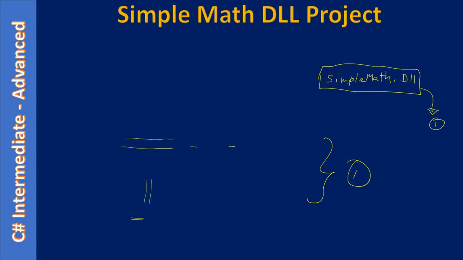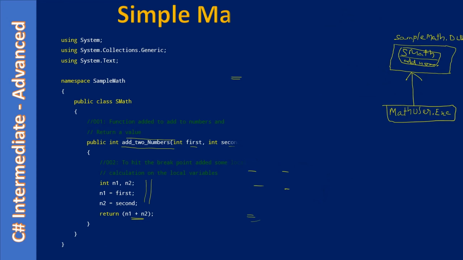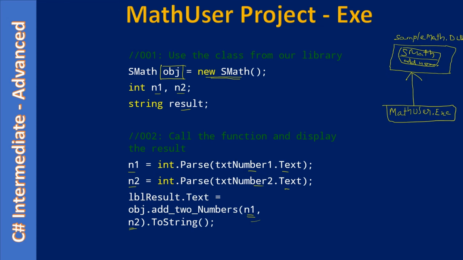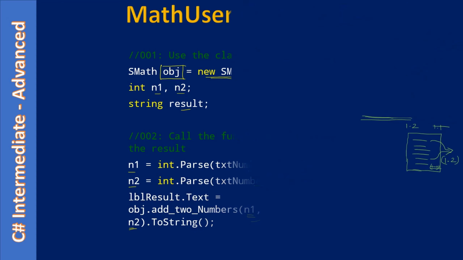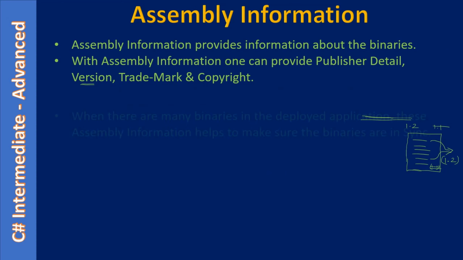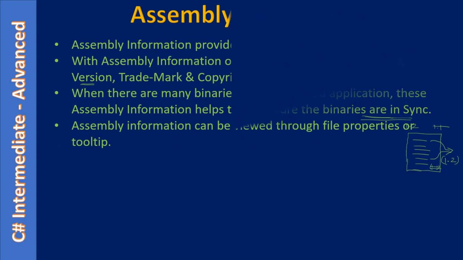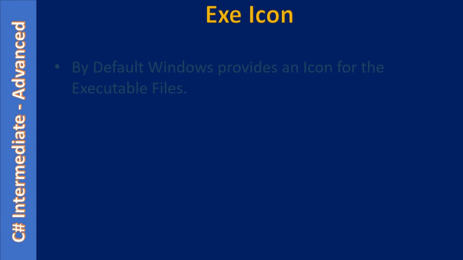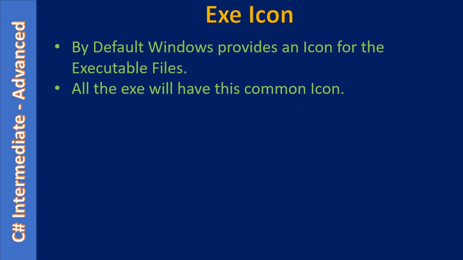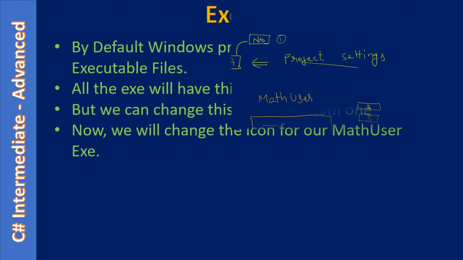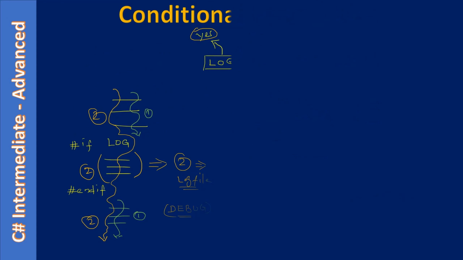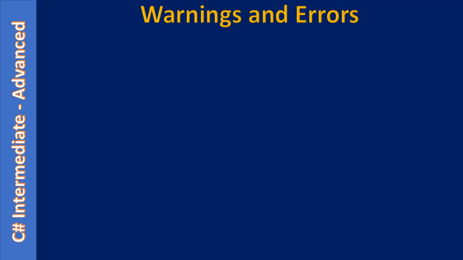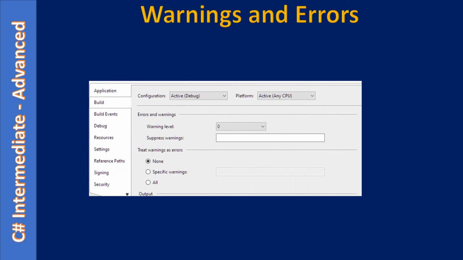So these are all the videos from previous parts. These two projects are used for learning the C# project settings. All these slides are from previous videos. Now we'll go to warnings and errors topic.